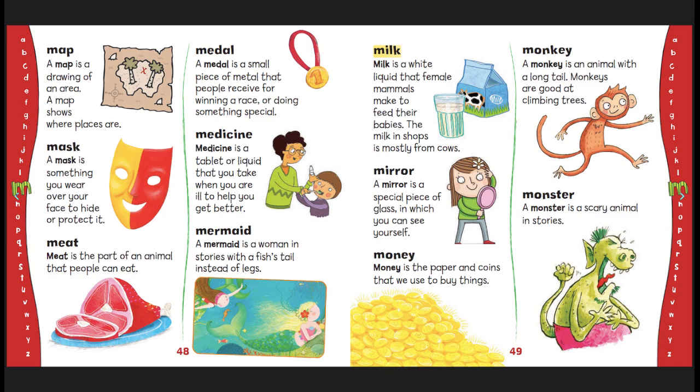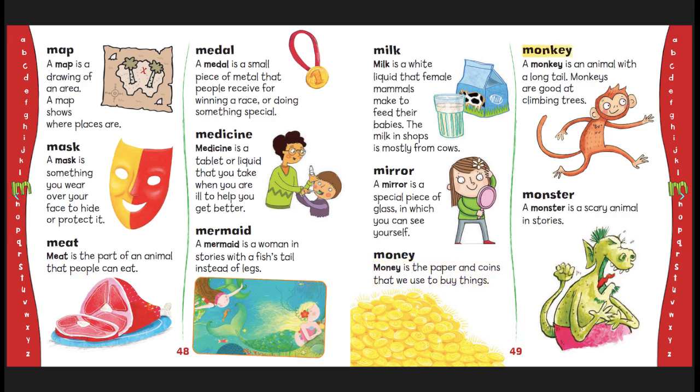Milk. Milk is a white liquid that female mammals make to feed their babies. The milk in shops is mostly from cows. Mirror. A mirror is a special piece of glass in which you can see yourself. Money. Money is the paper and coins that we use to buy things.